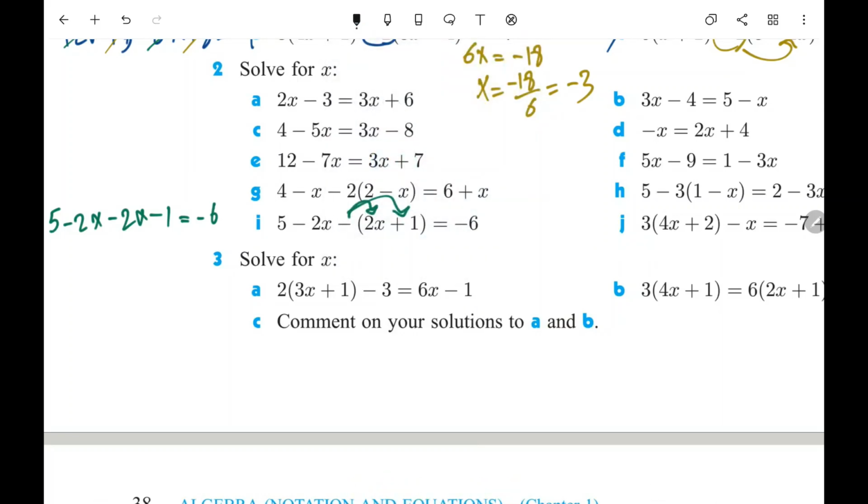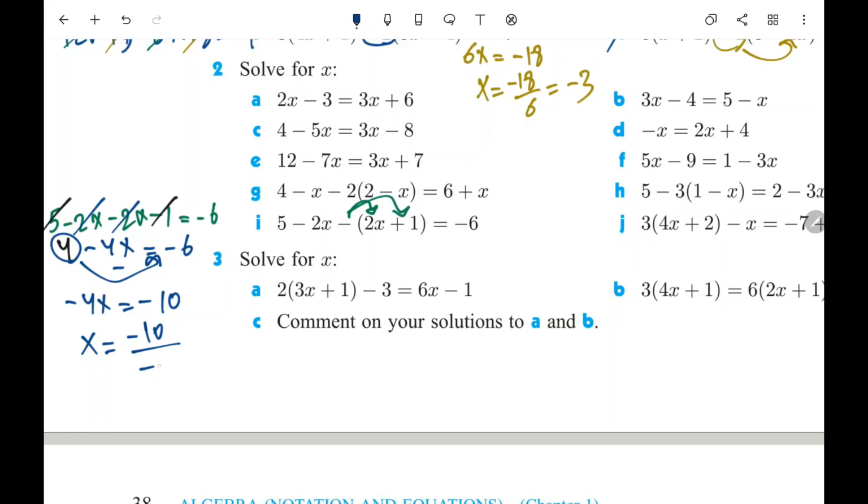Okay, here we had 5 minus 1 will be 4, while negative 2x will be negative 4x, all equal negative 6. So actually 4 will be moved by negative, so we had negative 4x equals negative 6 minus 4, so negative 6 minus 4 will equal negative 10, sorry, negative 10. So right now x will equal negative 10 divided by negative 4, negative divided by negative will equal positive, and 10 divided by 4 is gonna equal 2.5.